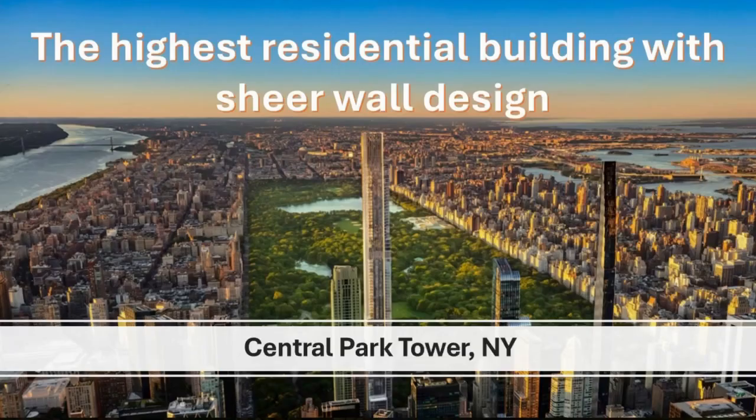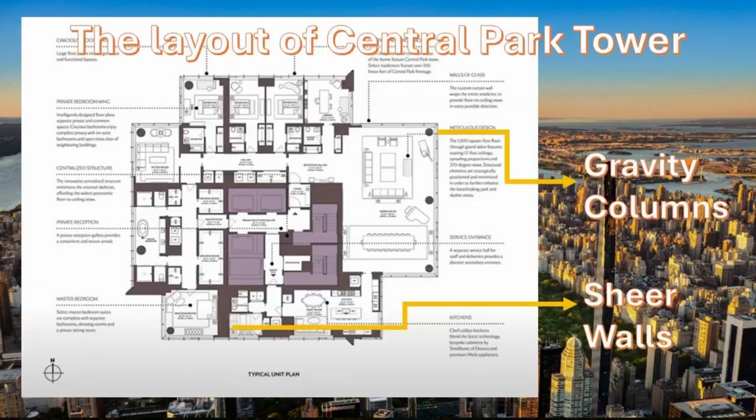If you are still listening, you might be thinking, oh my, the shear wall system seems not so good. But actually, it's quite popular and it's a mainstream design. Let's say the most famous example, the highest residential building in the world, located in Central Park, New York. As you can see in their layout, it adopts the shear wall design, so the gravity columns can be built in a very tiny and slim size.